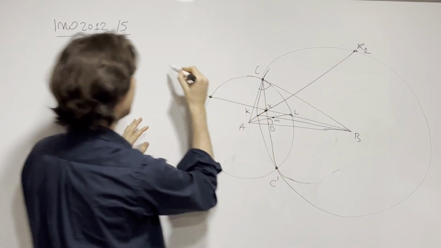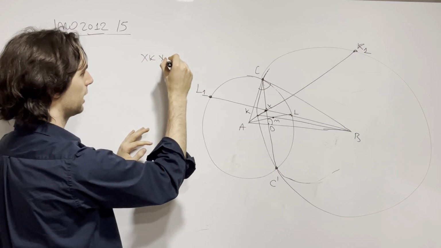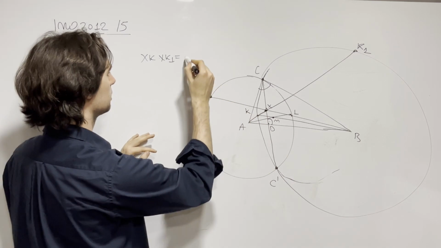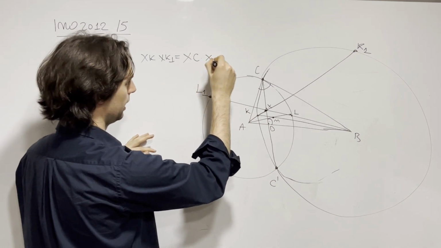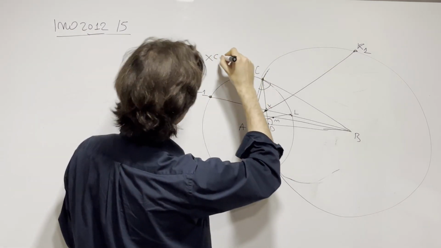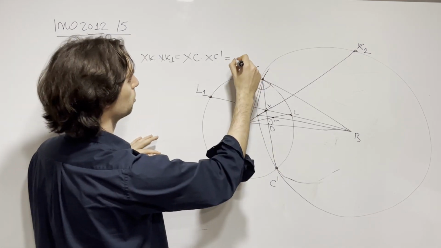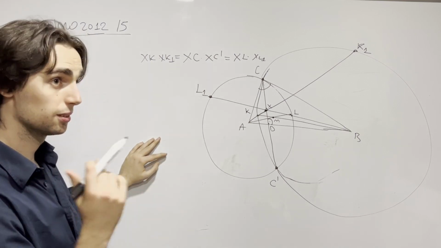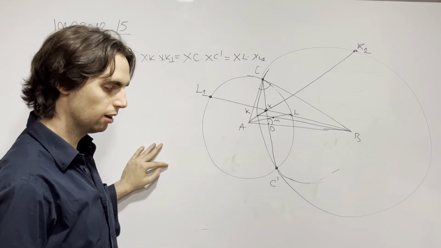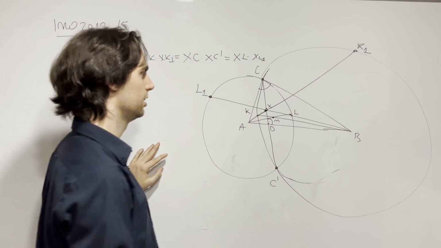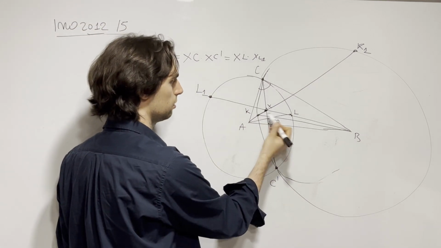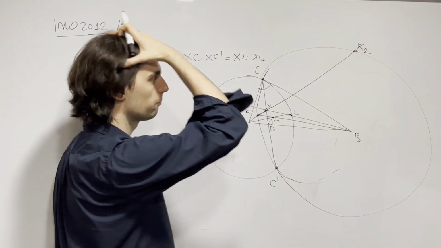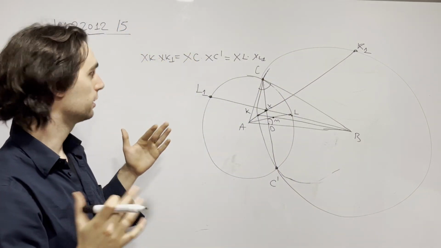It gives us XK times XK1 is equal to XC times XC prime. And this is equal to XL times XL1. And now, from power of a point, we have an extra 4 points, which are concyclic.